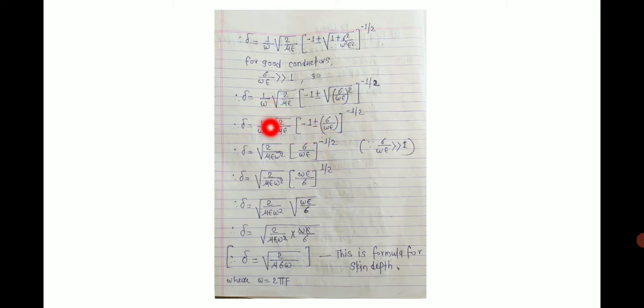And this term remains as it is, 1 divided by omega, square root of 2 divided by mu epsilon, and in the bracket this square root cancels, the remaining term as it is. But for a good conductor this ratio sigma divided by omega epsilon is greater than 1. That's why this minus 1 will be neglected, and the remaining term is sigma divided by omega epsilon raised to minus 1/2. We take this omega inside the square root, but outside the square root it is the only omega. Inside the square root it changes to omega square, so the square root of 2 divided by mu epsilon omega square.